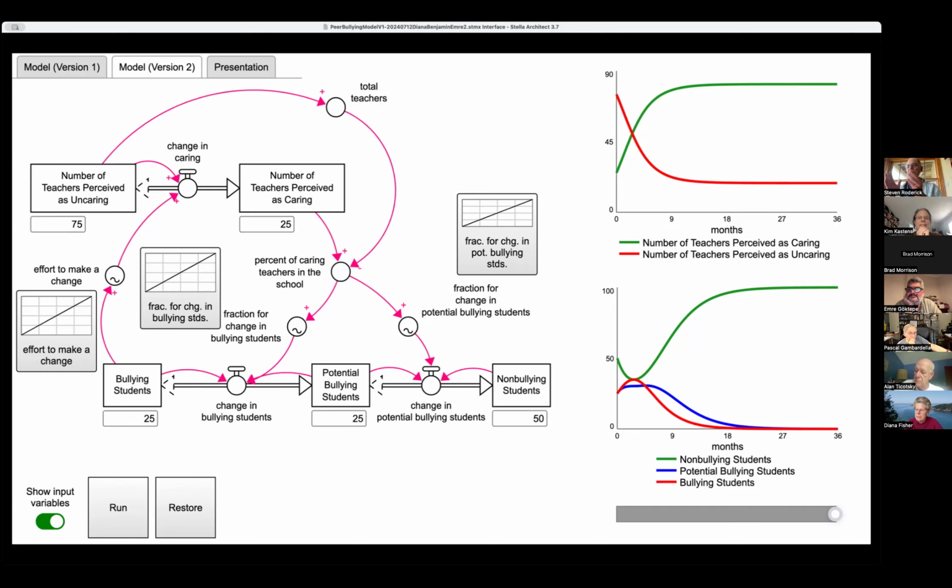I mean, this is a perception we're talking about. It's not about the teacher himself or herself. It's about the perception that the student has about that teacher. So what is it about what goes on in a school that makes students perceive that the teachers are not caring? That might be worth some discussion.